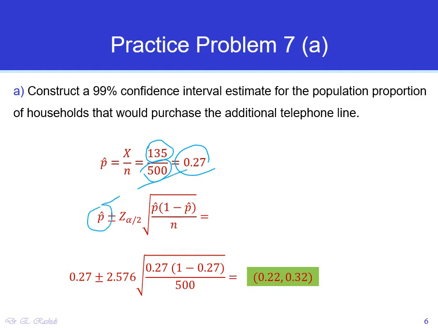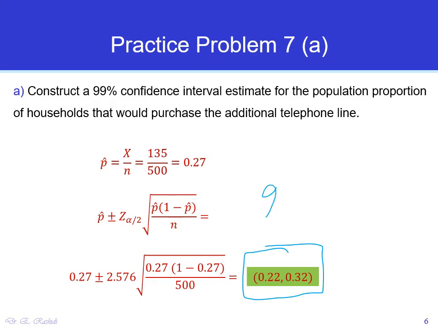So we're going to plug it in here. We already have found the z of alpha over 2 for 99%, and that's 2.576. We also compute this value, the standard error, and that's here, and that would give us this confidence interval. So we would say we don't know the proportion of people who would really purchase the additional telephone line, but we are 99% confident that it's a value between 0.22 and 0.32.